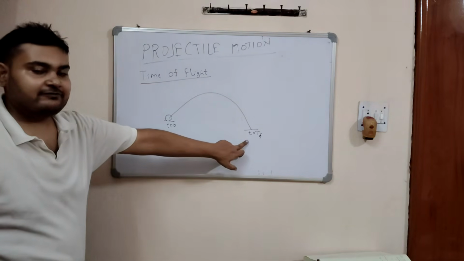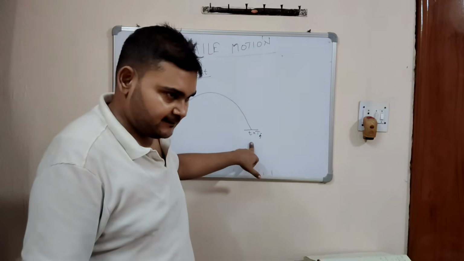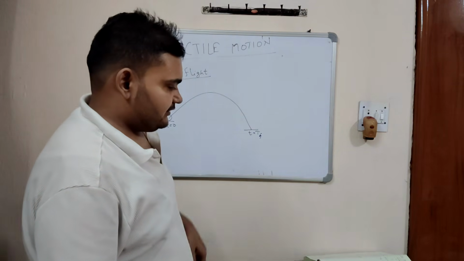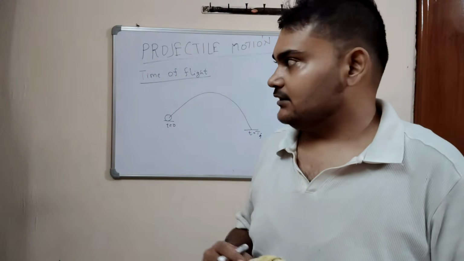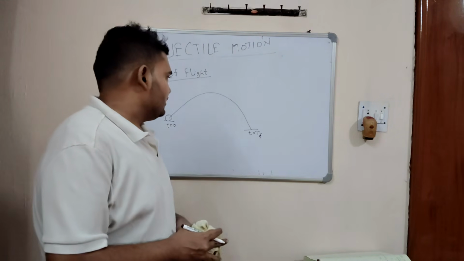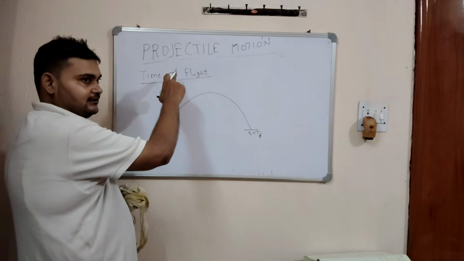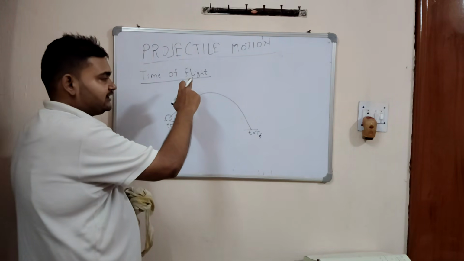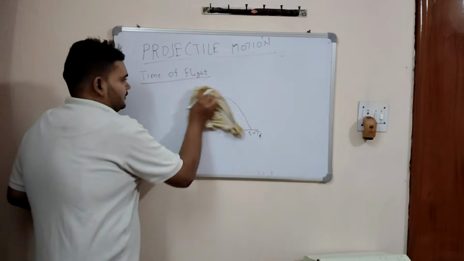So this tf, the final time at which it is colliding with the ground, is known as time of flight. So what is the time of flight? One thing you have to understand here is that all such motion, motion under gravity, is a symmetrical motion. So the time taken by the object to reach the highest point is equal to the time taken by the object to travel from the highest point to the bottommost point or the ground.